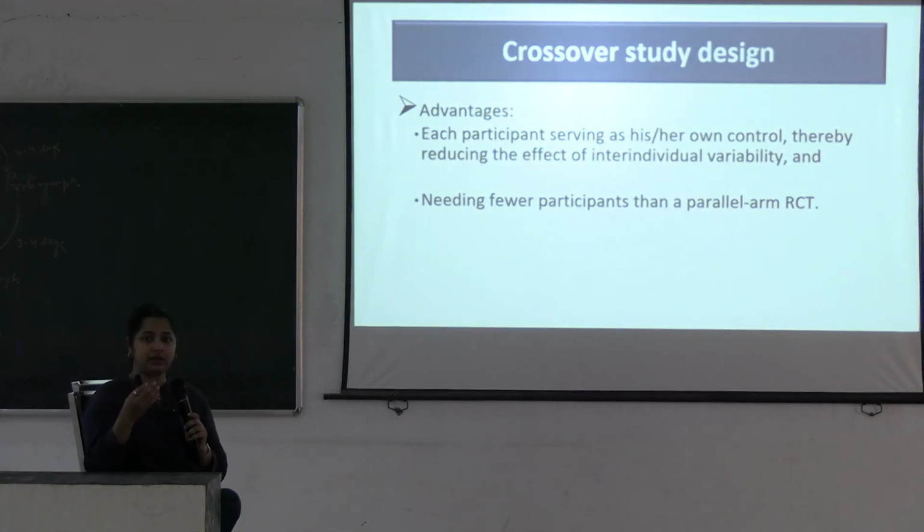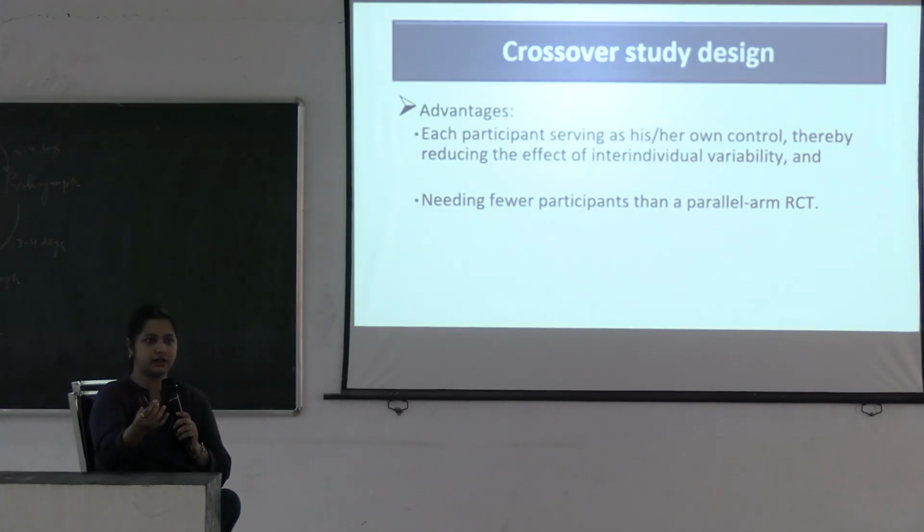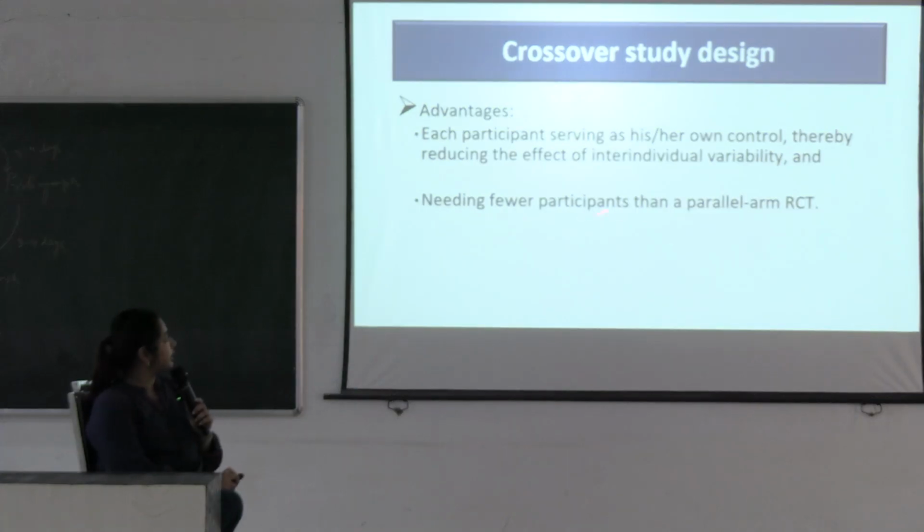So another advantage is that the persons in the RCT each vary. One person is obviously not the same as the other person, right? So there is always a difference in response between individuals. But that error is also removed by this crossover RCT, because each person is acting as their own control, needing fewer participants than a parallel RCT.